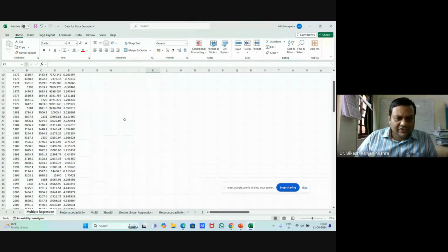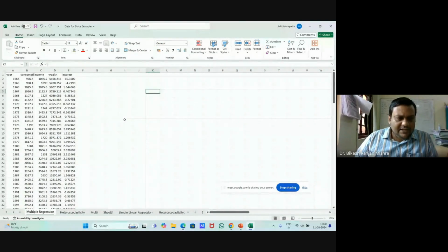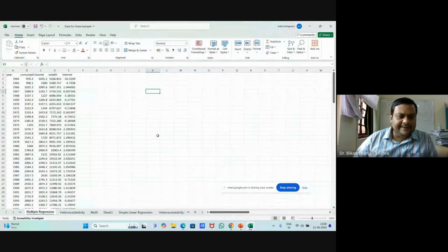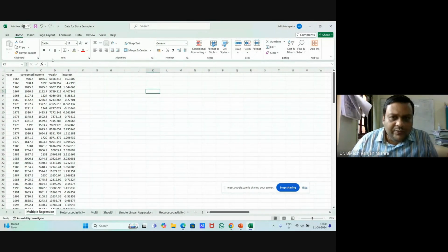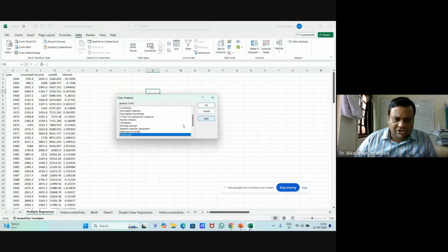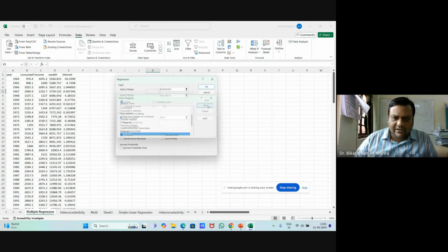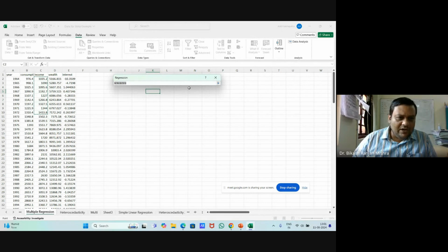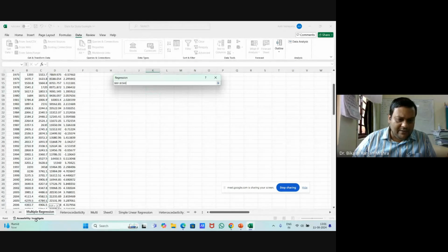If you see, these are the same variables that we have shown in the slides over here. So what we need to do, in a similar manner, is go to Data, then Data Analysis, to do a multiple regression. First select Regression, click OK. Then it asks what the dependent variable input range is. So we have to highlight that consumption is our dependent variable.